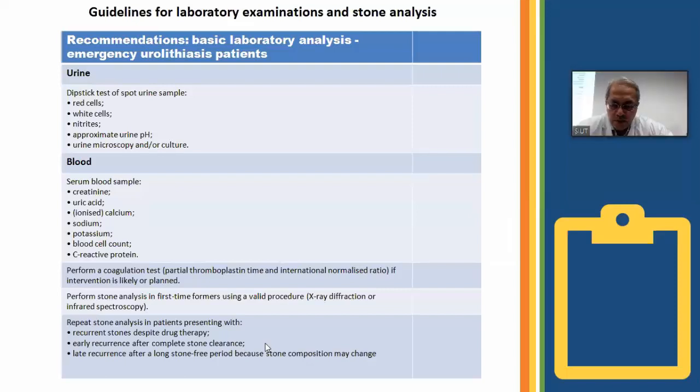Now, just to give you the picture that we have here in SIUT, for all those patients who have been operated here, regardless of whether somebody has ordered the chemical composition of the stone or not, every stone that has been operated on and taken out is sent to the laboratory in 100% of cases, and they do infrared spectroscopy for all those stones.